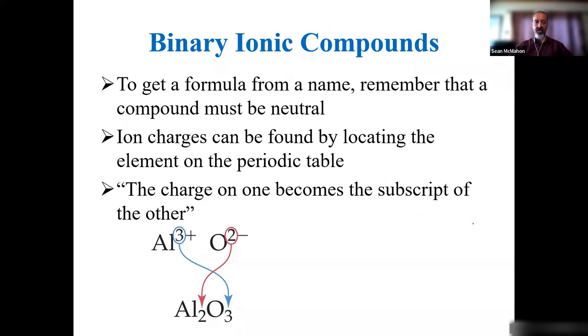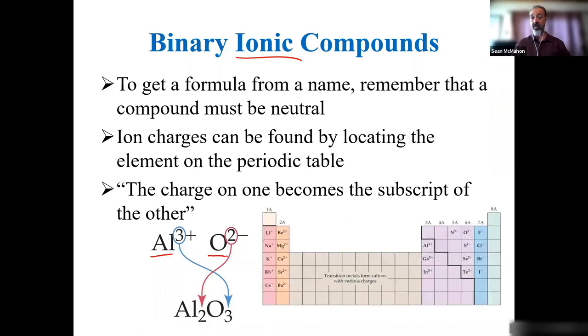Why am I putting charges? Well, it's ionic. Well, how do I know it's ionic? It's a metal and a non-metal. How do I know that? Periodic table. I look at the periodic table and what do I notice? Aluminum's a metal. Why? It's on this side of the staircase. Oxygen's a non-metal. Why? It's on this side of the staircase.